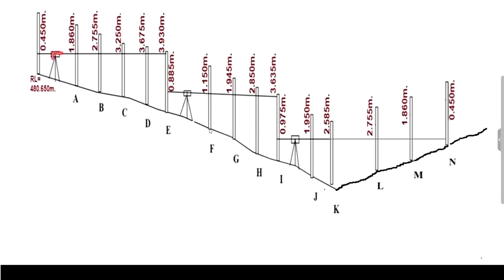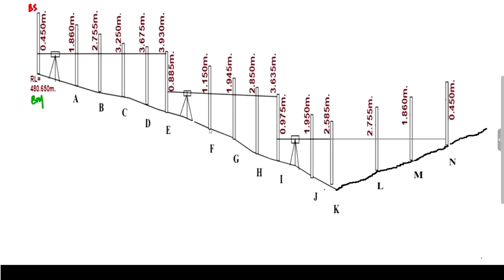So initially I have set up here at some point, and once I have done that, the line of sight is perfectly horizontal. The RL of this point is known to you, that is 480.65, and here I will mark it as my benchmark. This is my benchmark whose RL is known to you as 480.65. So first I will keep my staff over here, and I will get my first reading, which I will denote as the backsight reading.